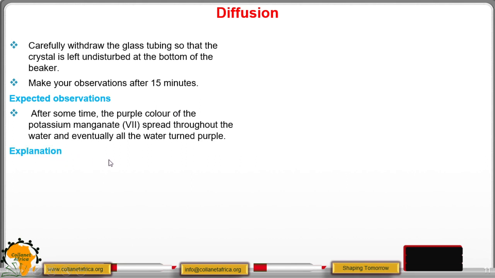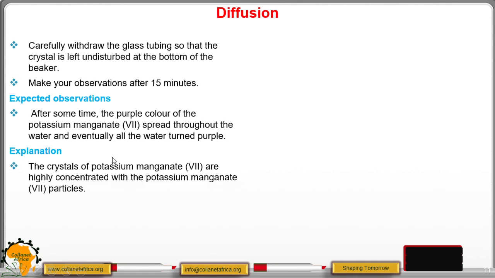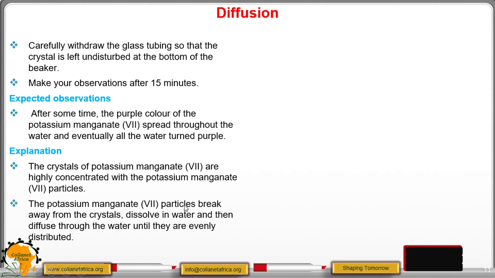And what is the reason for that? The crystals of potassium manganate 7 are highly concentrated with the potassium manganate 7 particles. The particles of potassium permanganate will break away from the large crystal that was dropped through the glass tubing, dissolve in water, and then diffuse through the beaker until they are uniformly distributed.